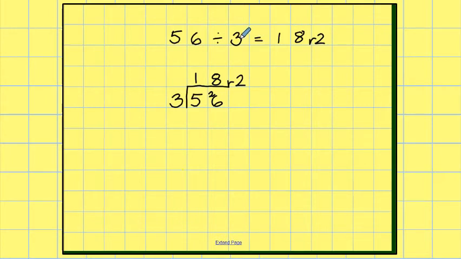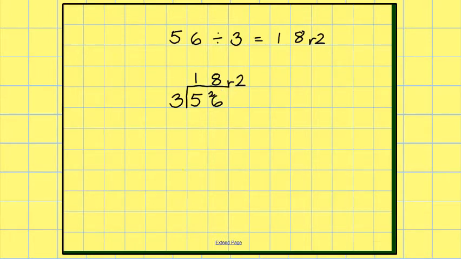We could check our answer. We could multiply this now by 3 to see whether we get back up to 56. So 3 lots of 10 is 30. 3 lots of 8 is, yep, 24. Well done. 54, and this 2 takes us up to 56.